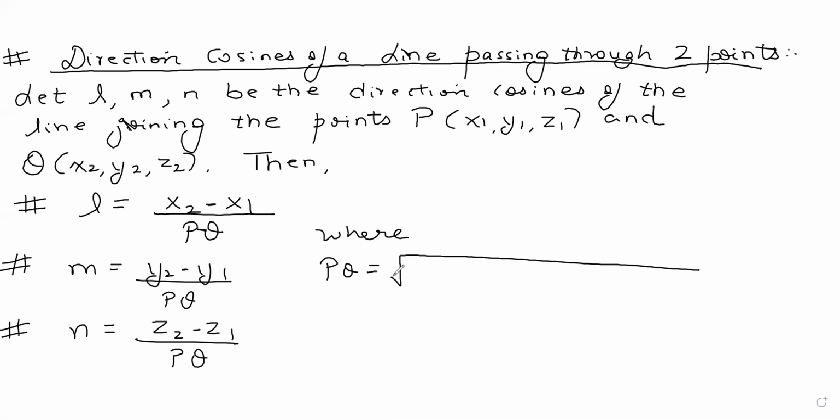Using the distance formula, what is the distance between the points P and Q? It is the square root of x2 minus x1 square plus y2 minus y1 square plus z2 minus z1 square.